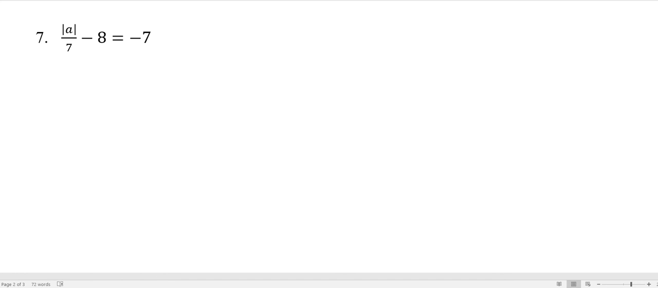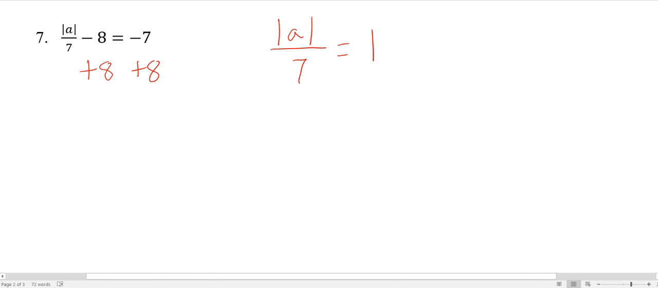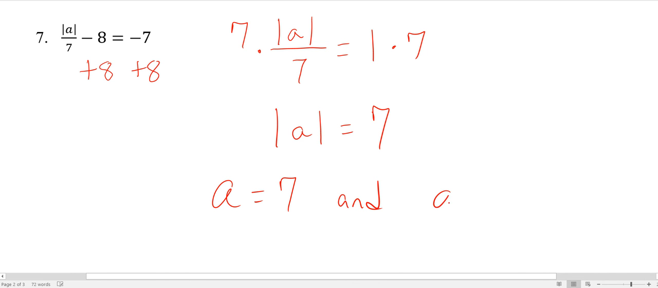Pause the video, please. So as I add 8 to both sides, I'm left with the absolute value of a divided by 7 is equal to 1. I can then multiply both sides by 7. 7 divided by 7 is 1. I'm left with the absolute value of a is equal to 7, and now it's just like the other problems we've done. This one's actually a lot simpler. a is equal to 7, and a is equal to negative 7.